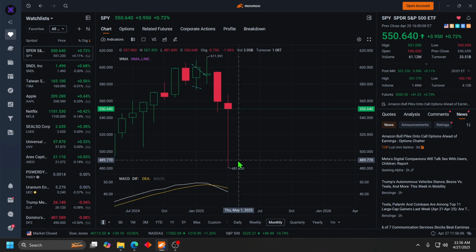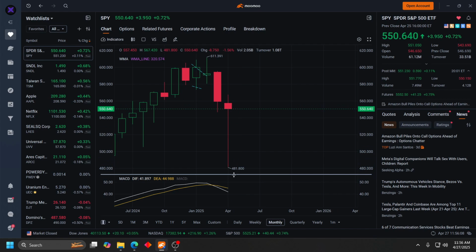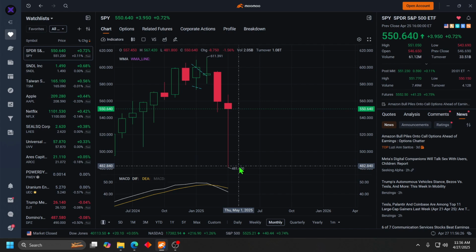In that month, we dropped as low as 481, as marked by Moomoo. And what happened? Buyers showed up and pushed it all the way to 551 from a low of 481. That is strength if I've ever seen it. That's a $50 plus move. Sellers tried to push it lower and failed. That is a sign of strength from buyers.